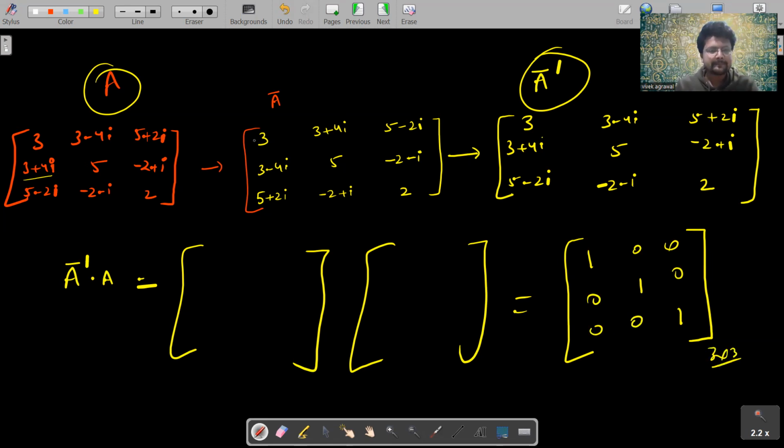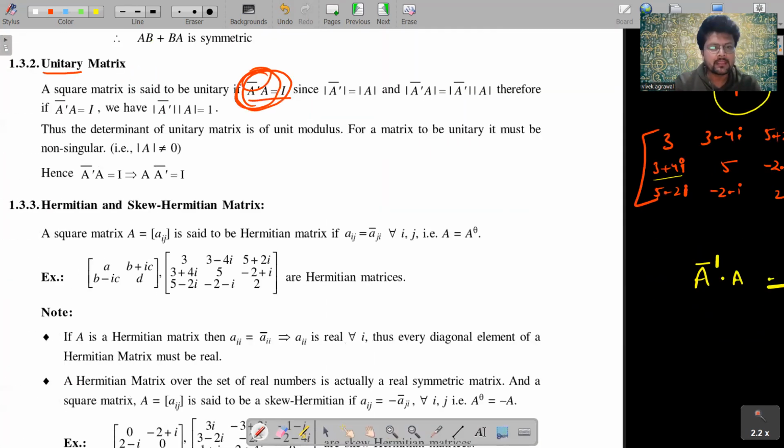Any doubts? Any doubts in this? No. Okay. So sometimes a matrix will be given to you and they will ask, is this a unitary matrix? So you have to do all this procedure and then you will be able to find out.